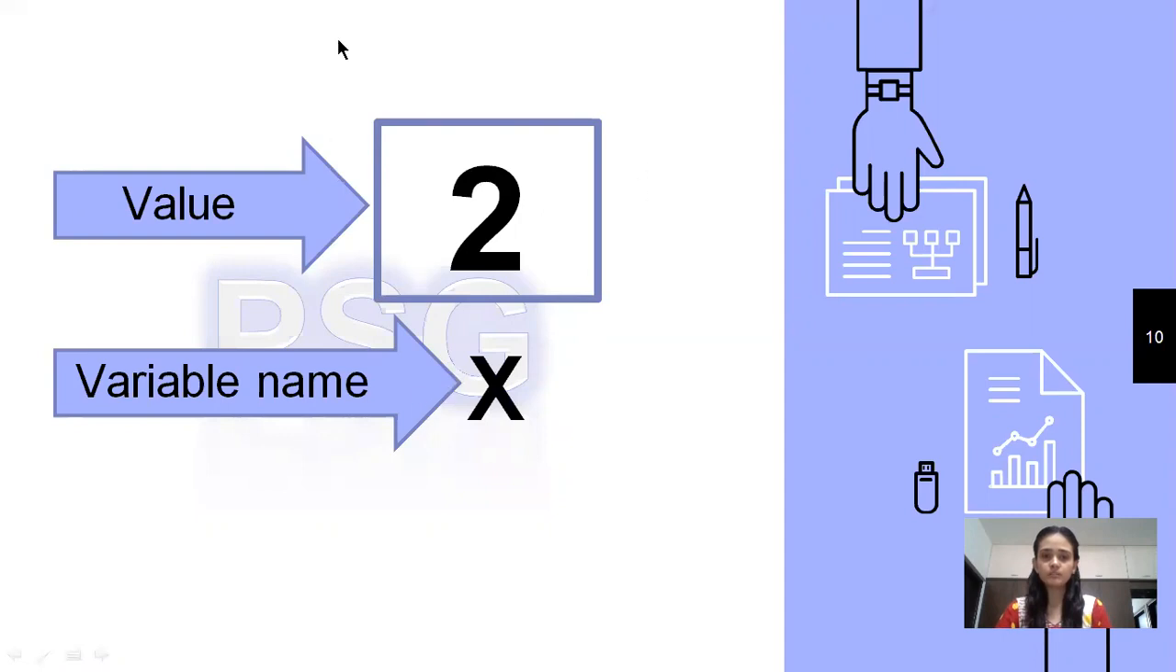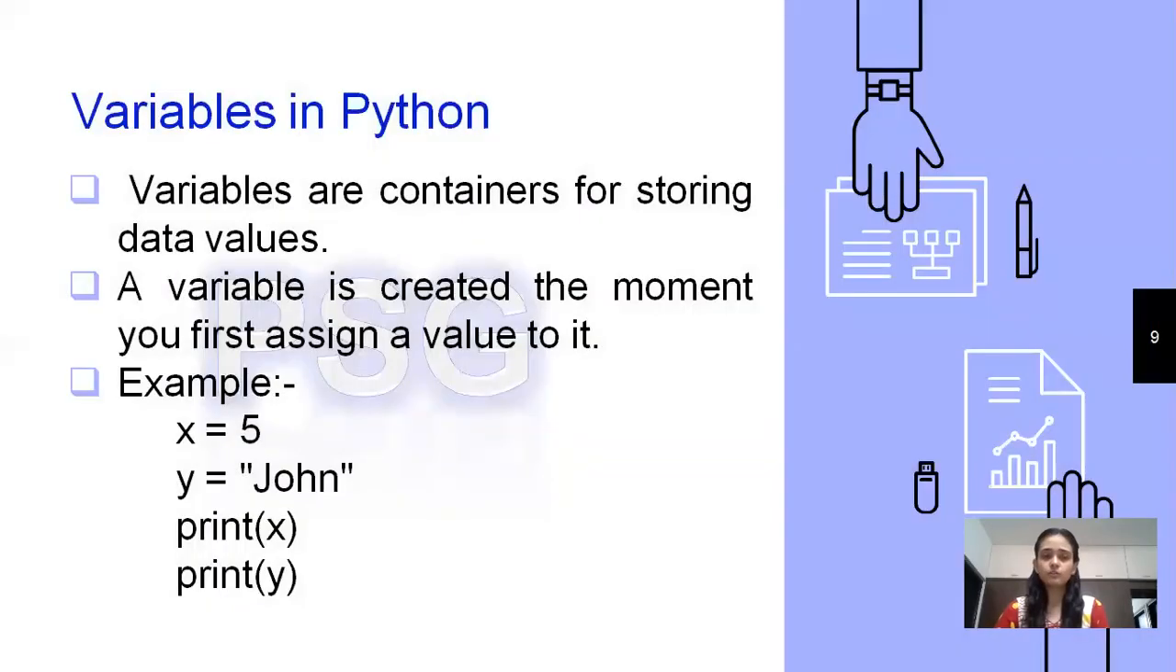Suppose this box is my container, and in that container I am storing one value. Suppose my value is 2. Now I am giving a name to this container. That name will be your variable name. So how to declare variables in Python?